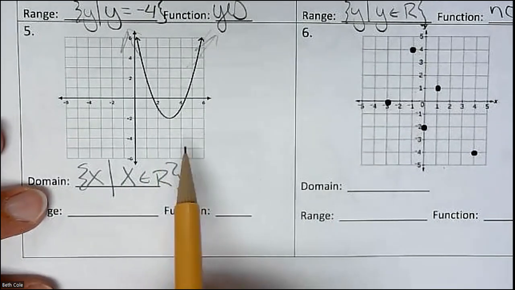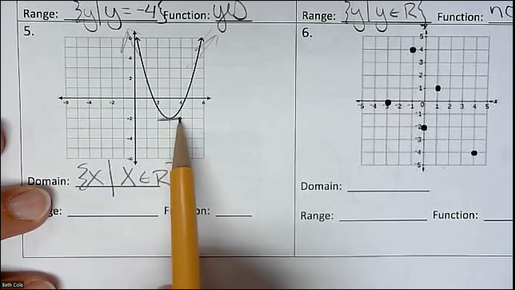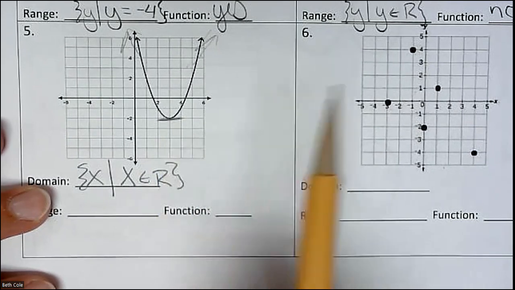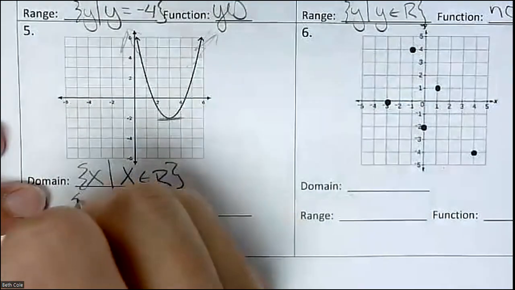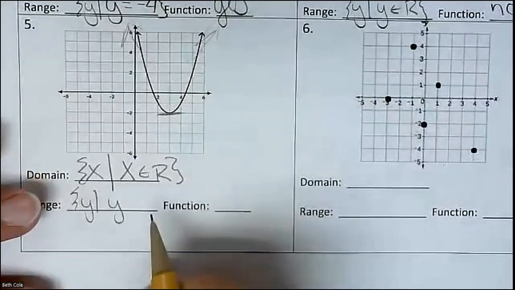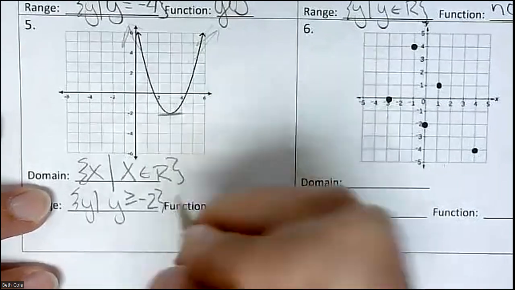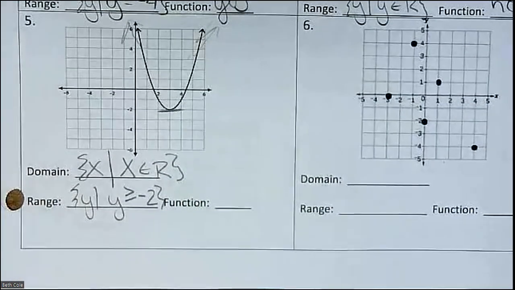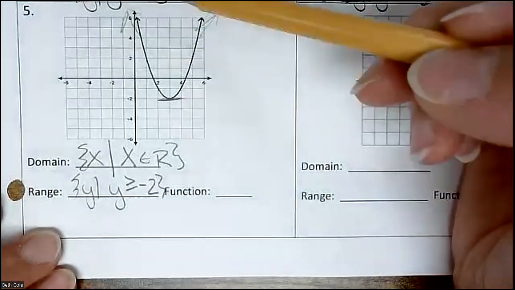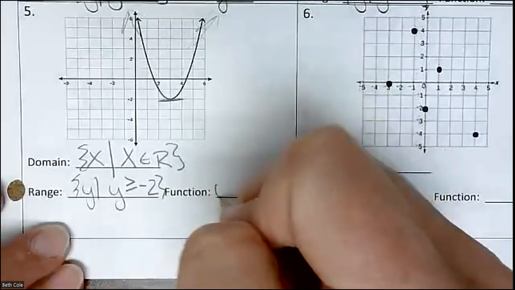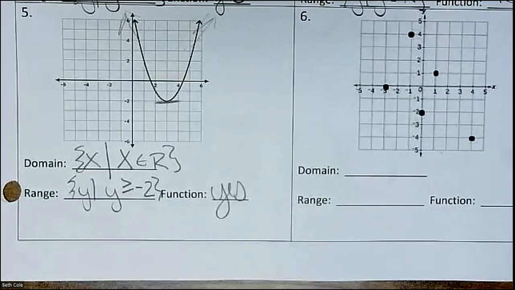Range, though, is not. There's nothing down here. What y value do you start at? You want -2 and everything above. So it is going to be y is greater than or equal to -2. It starts at -2 and you want everything above that. And is this a function? Yep. You can draw a vertical line anywhere you want. It's only going to hit once. So it's a function.